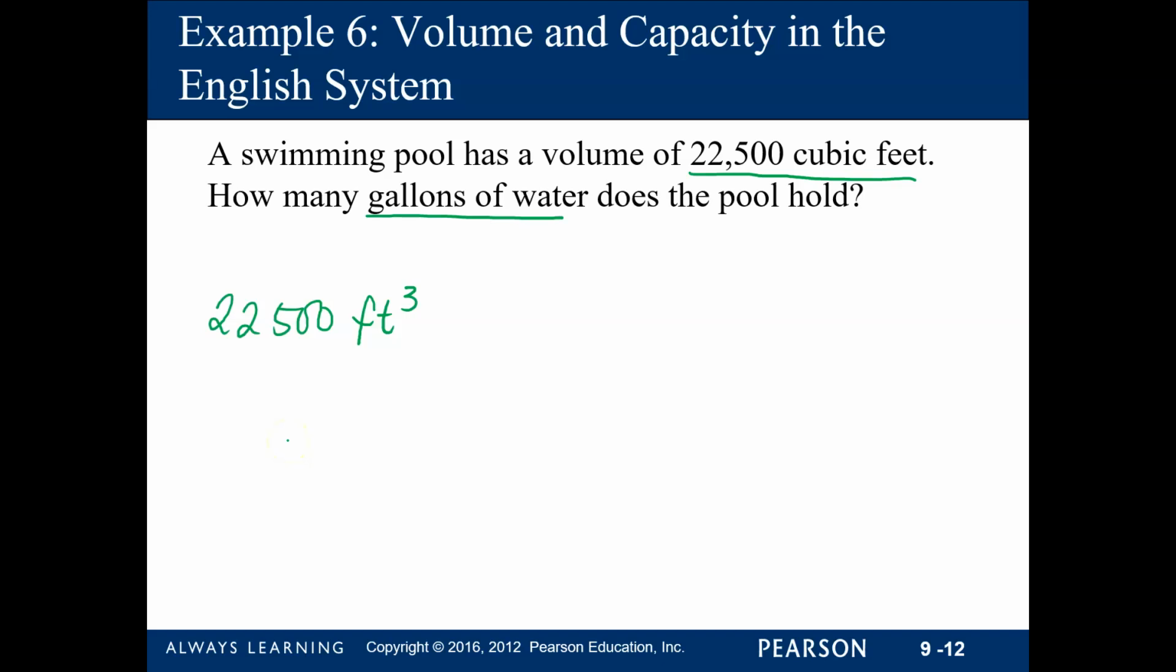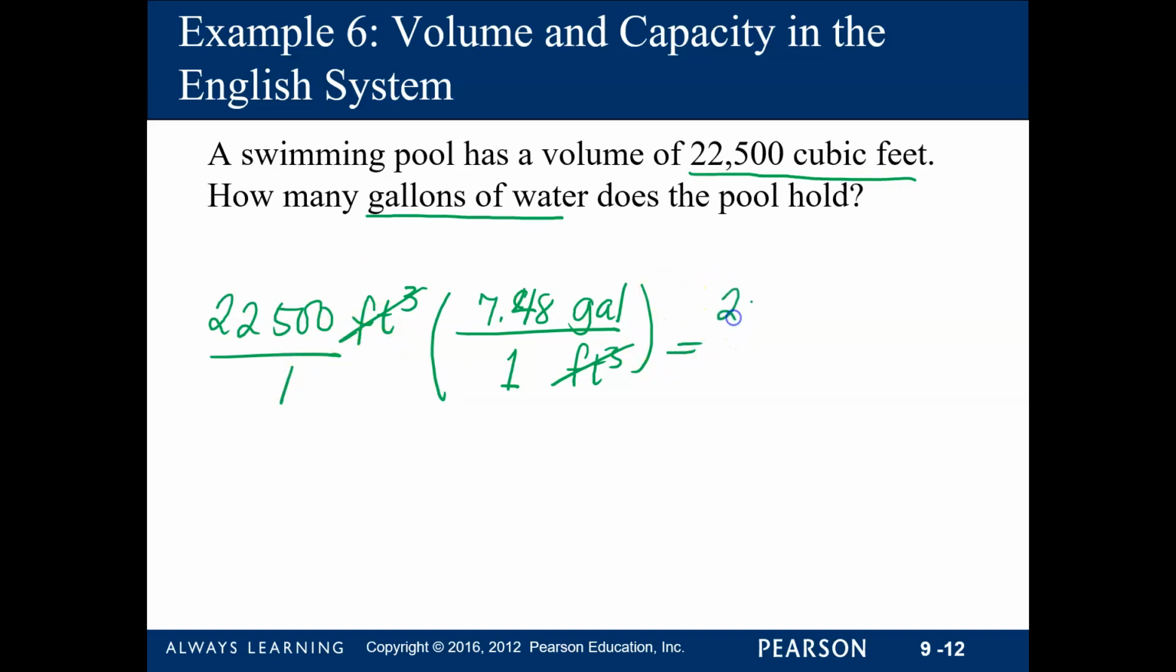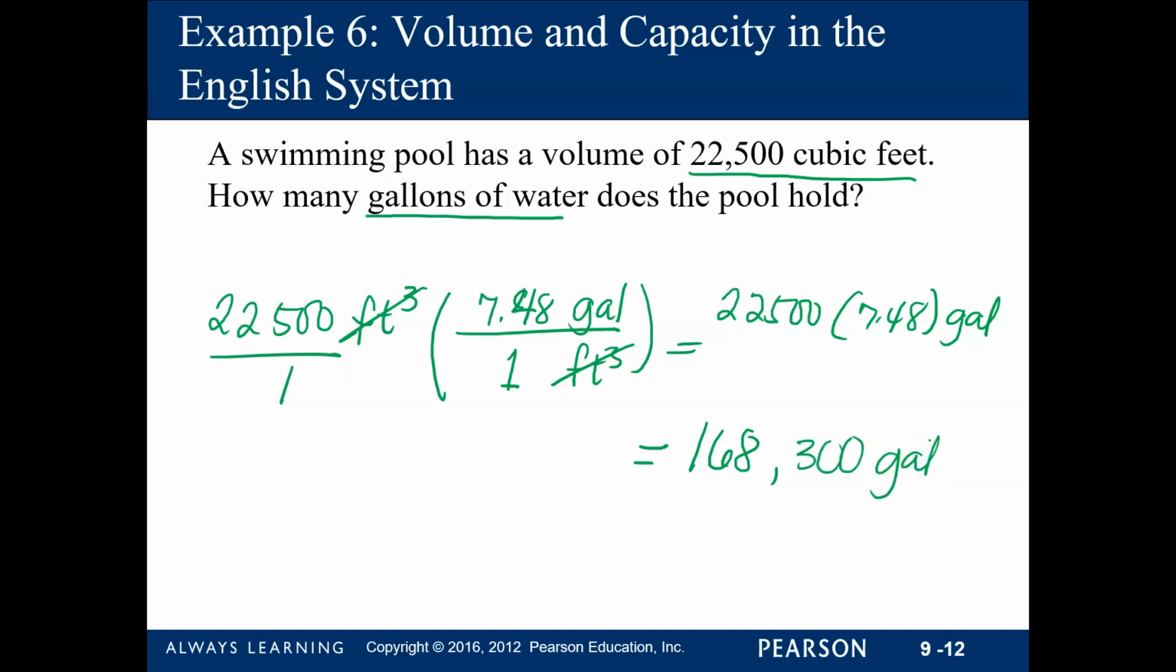So we can use our dimensional analysis. Cubic feet will be at the bottom and gallons will be on the top. We cancel that. Our numbers will be 1 with cubic feet and 7.48 with gallons. So we do our multiplication across. We will have 22,500 multiplied by 7.48. This is now in gallons. So we will get a total of 168,300 gallons of water that can fill up that swimming pool with that volume.